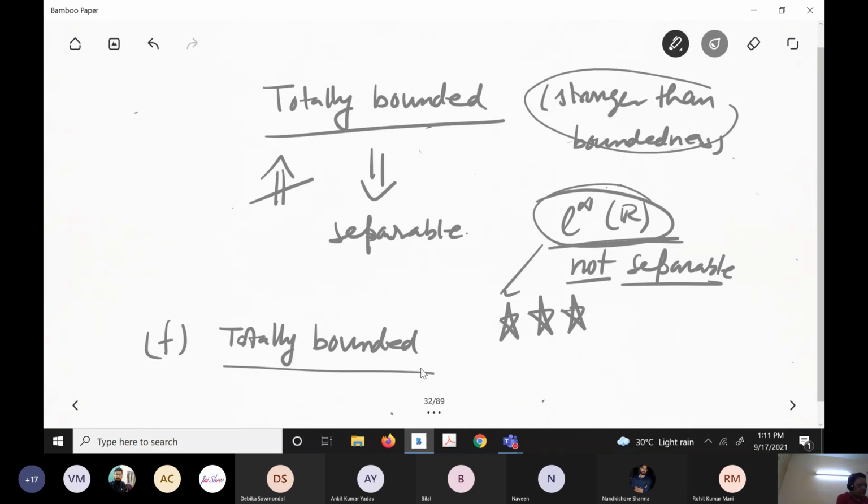Totally bounded, remember that a subset in a metric space is totally bounded if and only if every sequence has a Cauchy subsequence. Every sequence has a Cauchy subsequence, right? So remember that region. Of course, you'll have the notes.